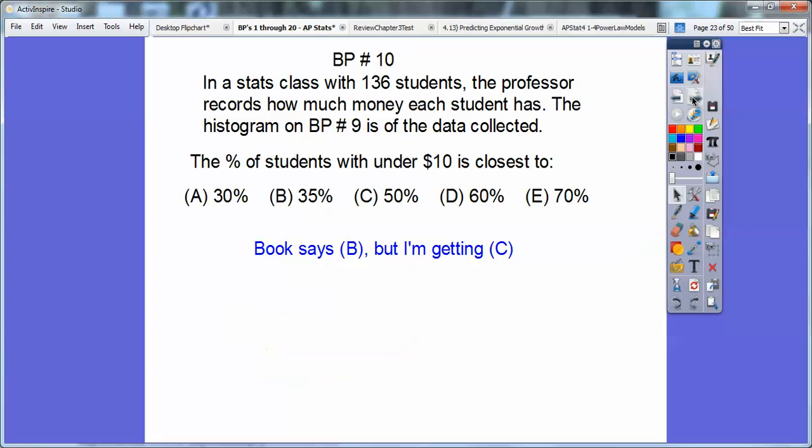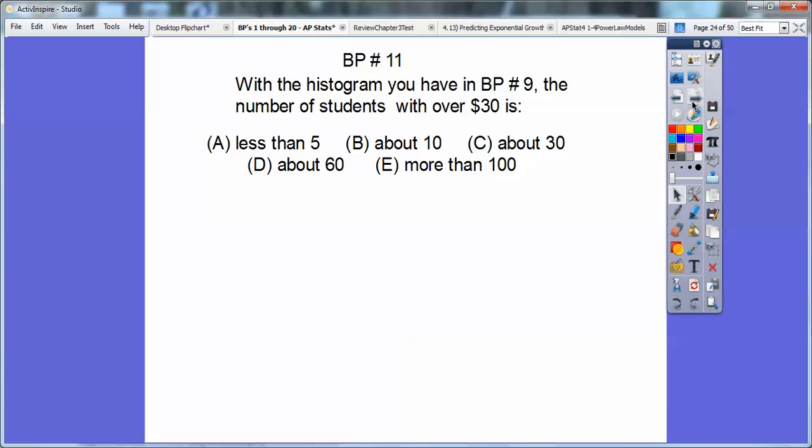So it says which one is it closest to. Well, 46 is closer to 50%. I don't know what the book was saying here, so I'm getting choice C on that one. So unless you guys can say something, please email me on that. I just don't see it.